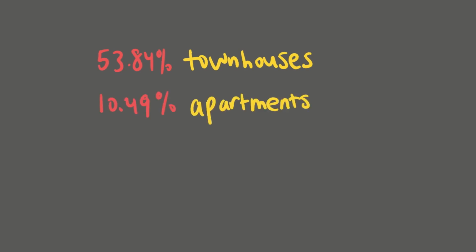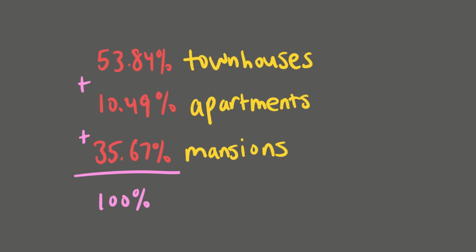So, this means that of the total number of properties sold, 53.84% need to be townhouses, 10.49% apartments, and 35.67% mansions to achieve our goal of an average price of $2,630,353.80. Let's try another example with the following equation.